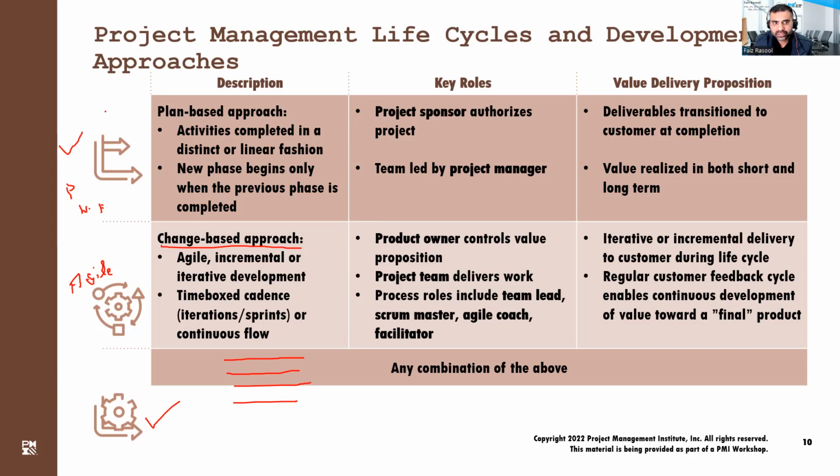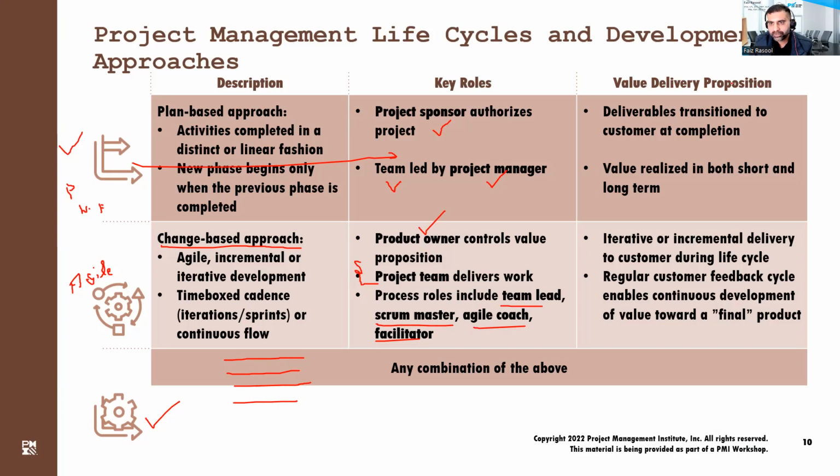The key roles in the waterfall approach are the project manager, project team, and project sponsor. On the other side, in the agile world, we may have roles such as product owner, scrum master, or team lead. Sometimes we also call them agile coach or facilitators, and then self-organizing project teams.